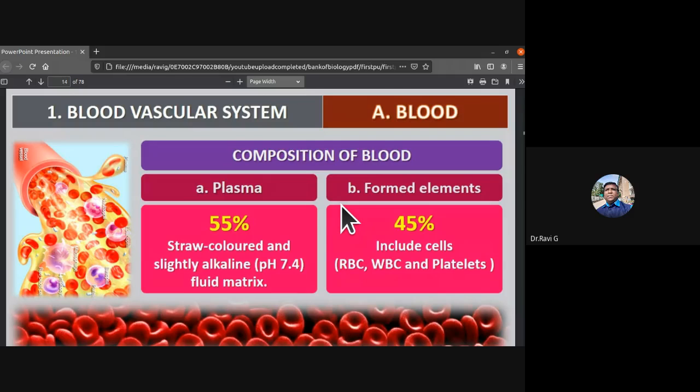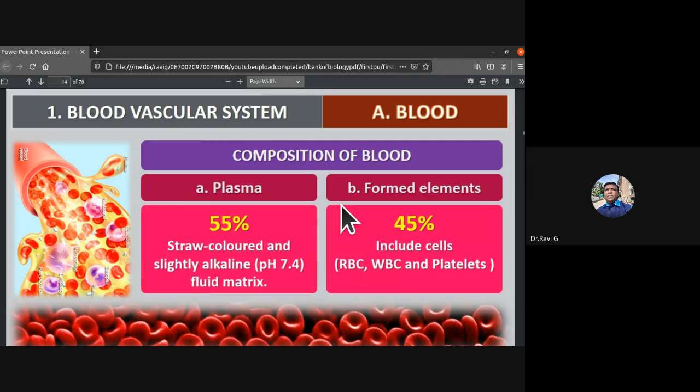So the plasma is straw colored and slightly alkaline, whose pH is 7.4. So the fluid component of the blood, the plasma, is straw colored and slightly alkaline, and it is a slightly alkaline fluid matrix. Okay, the formed elements are the 45% of the blood, composed of RBC, WBC, and blood platelets. They include the cellular component.